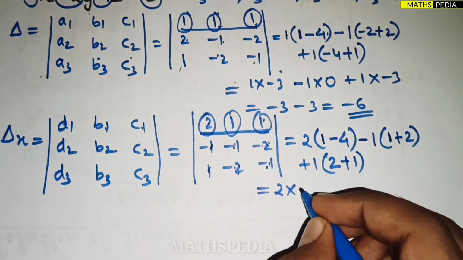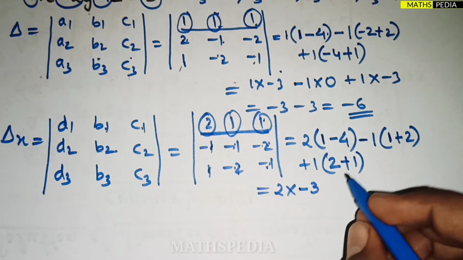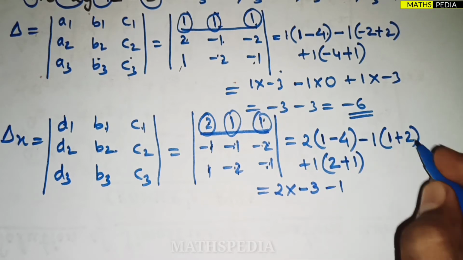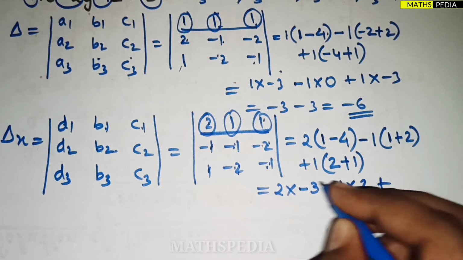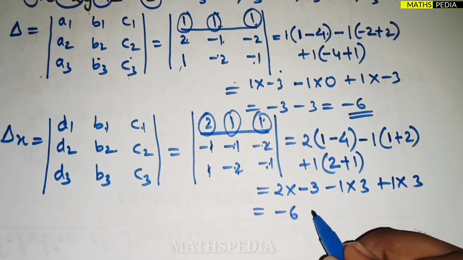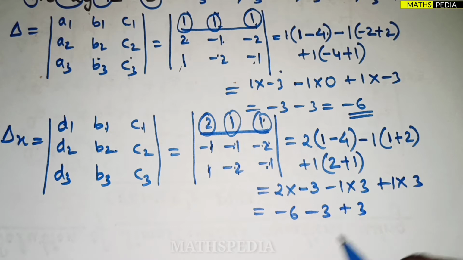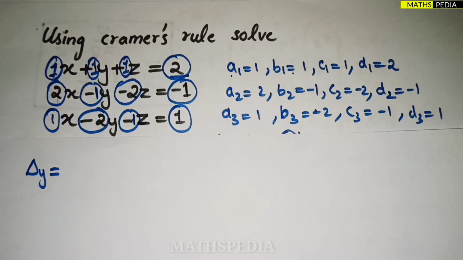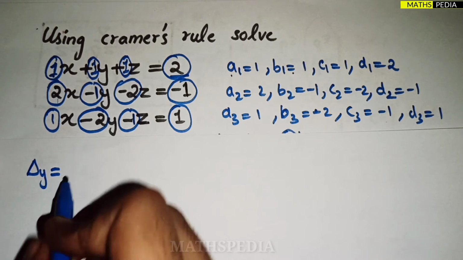Okay, so here we can see what will be the answer. 2 into 1 minus 4 is minus 3, then minus 1 into 3 plus 1 into 3, so this will be minus 6 minus 3 plus 3, these two get cancelled, the answer will be minus 6. Now next one, delta y.